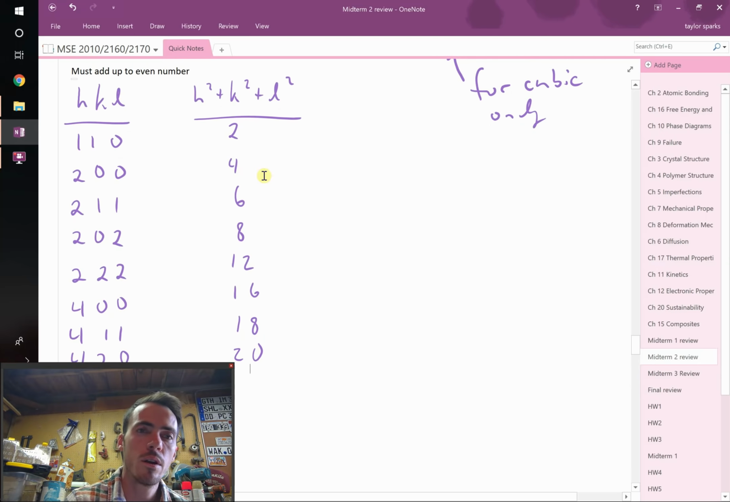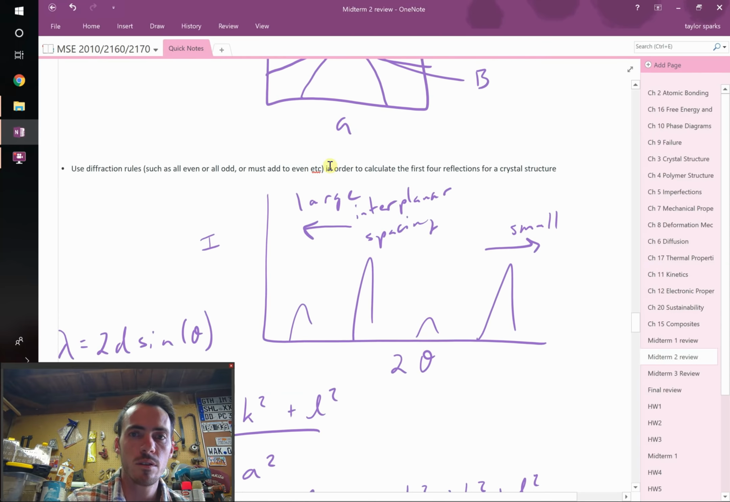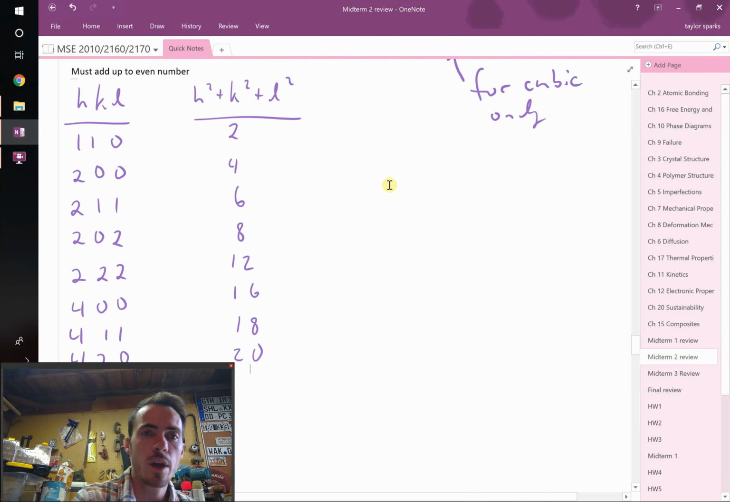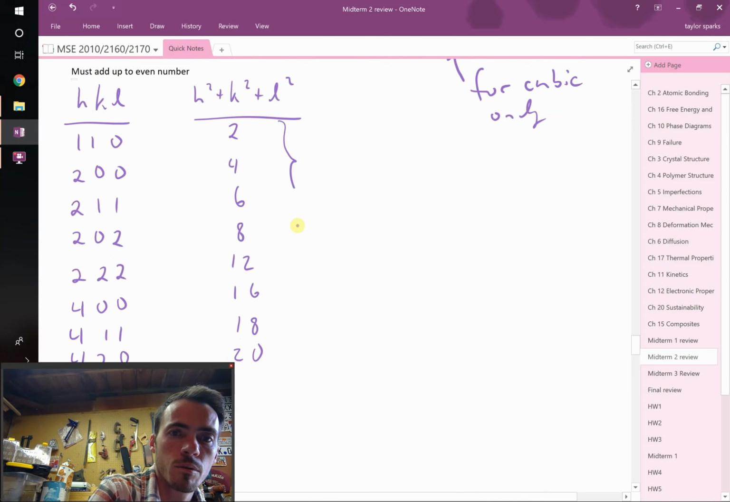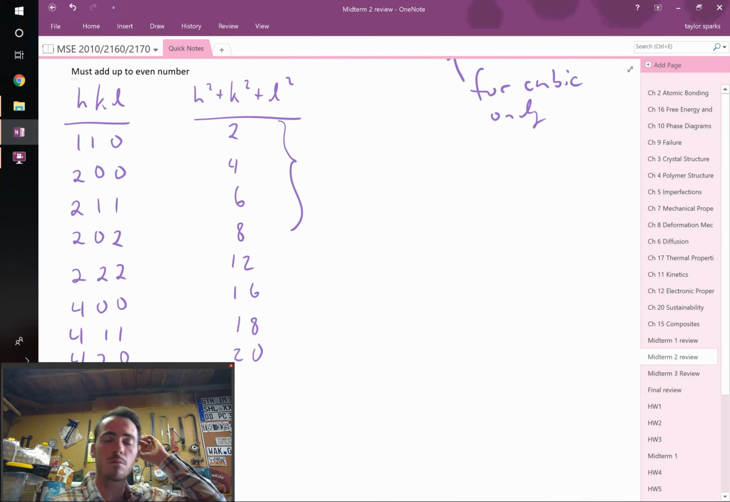So the smaller the h squared plus k squared plus l squared, the larger the d squared, right? In this case, the question was asking, figure out the first 4 reflections. Assuming we haven't missed any, which I don't think we have, that's our first 4 reflections, because those are the 4 smallest h squared plus k squared plus l squared values.